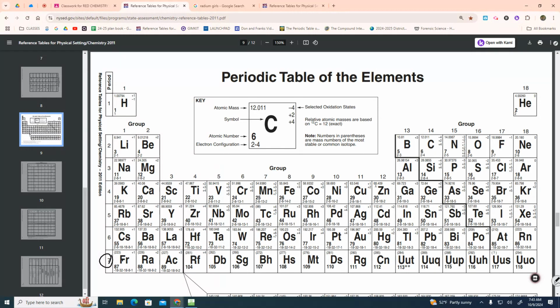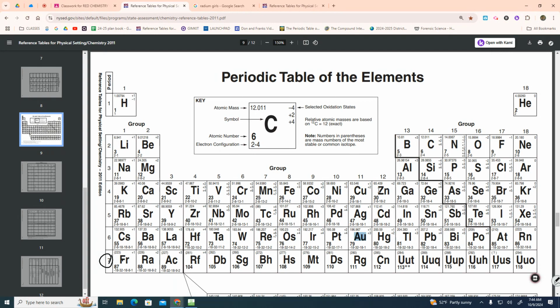Alright, 3 through 12, this section of the periodic table has a special name. These are called the transition metals. They are transitioning from very, very highly reactive metals to less reactive metals like copper, silver, gold.